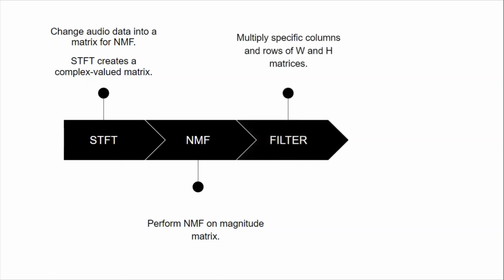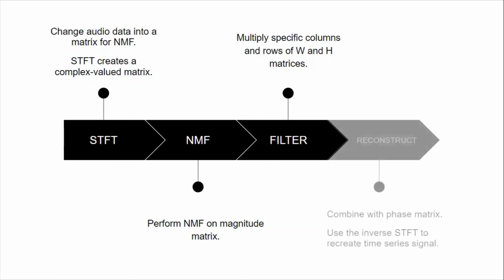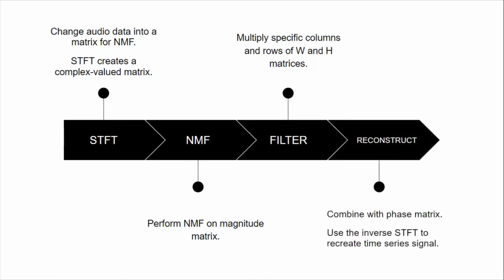And then after that, you just filter. You take the specific rows and columns of the W and H matrices, pick those out, and use them to reconstruct a new matrix. Then you combine that with the phase matrix that you set aside, and use the inverse short-term Fourier transform to recreate the time signal, and you'll get some isolated signals or isolated sources, whatever you want to reconstruct.